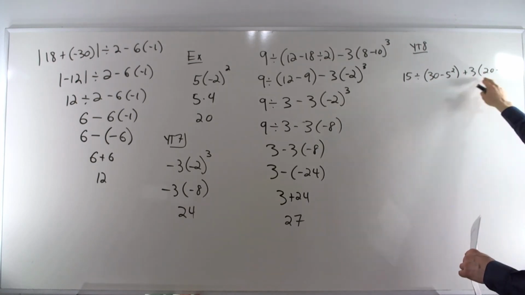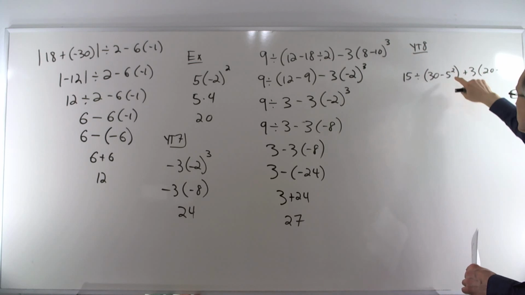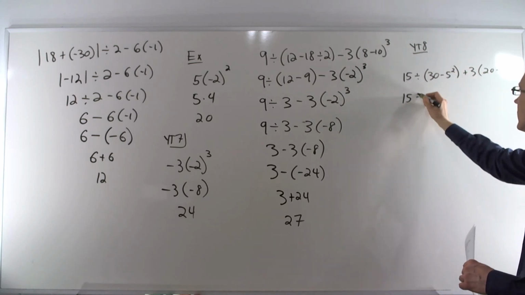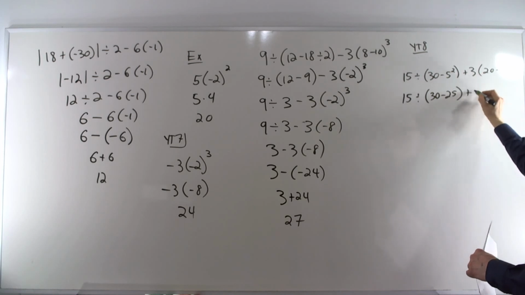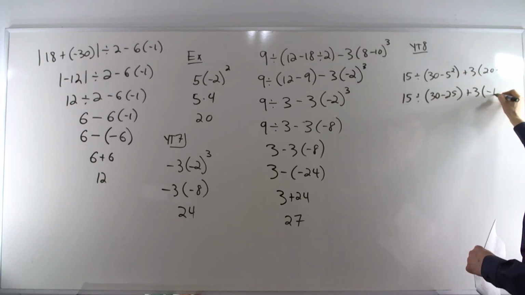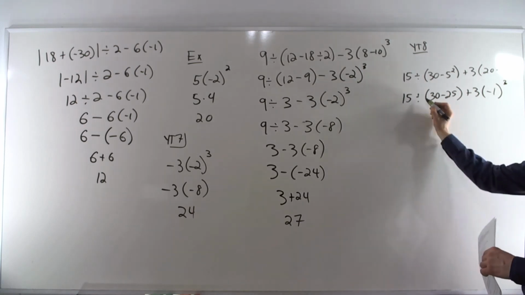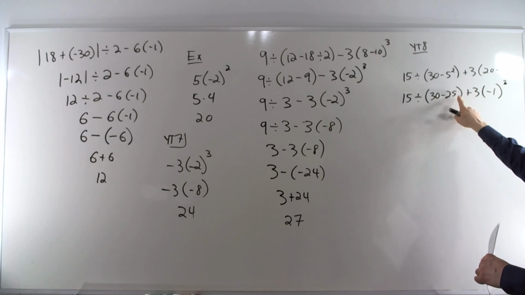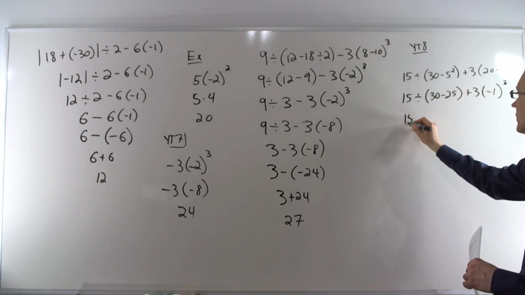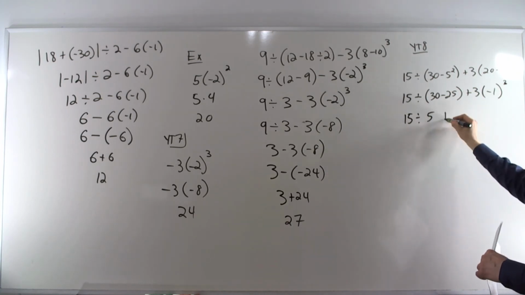So we're going to work inside these grouping symbols first. Here I've got subtraction and an exponent, so we'll do the exponent first. (20 minus 21), that's -1. So -1 to the third power on the end. I'm going to complete this within this grouping symbol first. So that's 5 there.